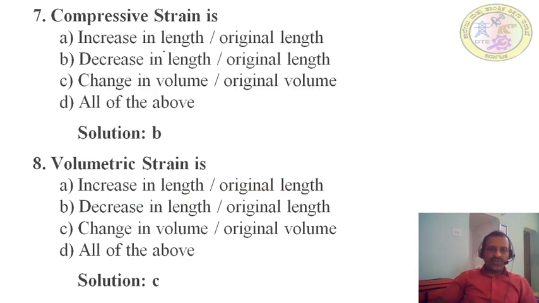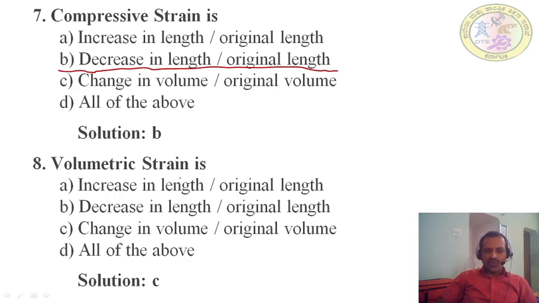Then seventh, compressive strain is, compressive means it is a push type of load or force applied on the material, then there is a decrease in the length to the original length. So A is increase in length by original length, B is decrease in length by original length, C is change in volume by original volume, D all of the above. The answer is B, that is decrease in length by original length, in the compressive strain.